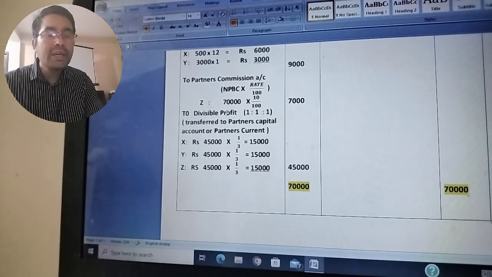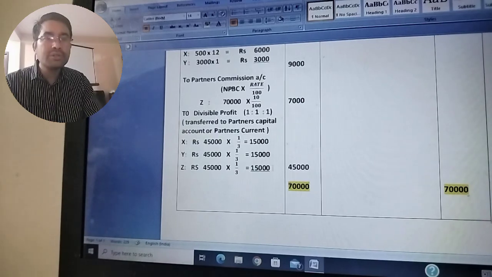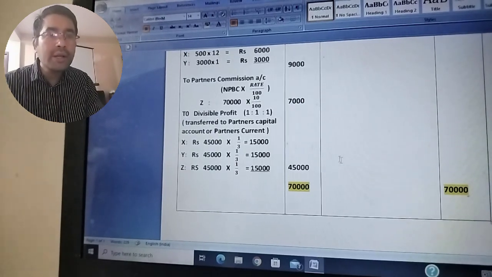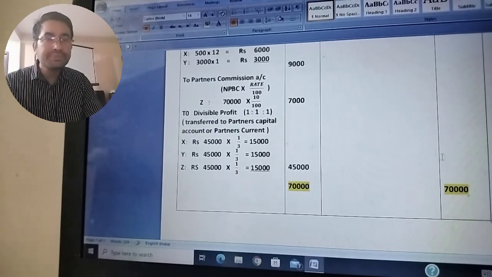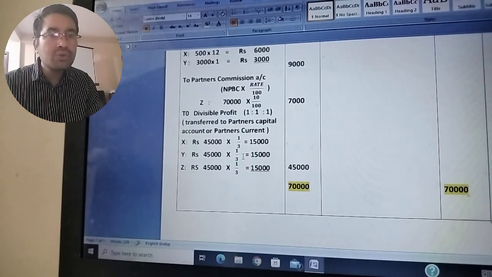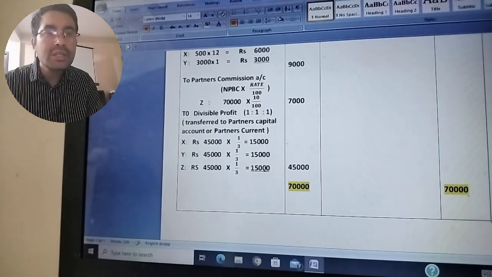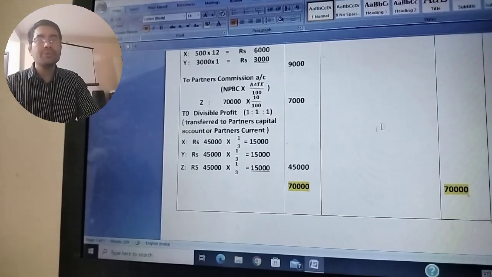Okay, so after balancing the profit and loss appropriation account, obviously it is a ledger, the surplus is 45,000, and it has to be divided among three partners in the ratio of 1:1:1. So if you divide 45,000 amongst the partners in the ratio of 1:1:1, each partner will be entitled to 15,000. So this is how we have to prepare the profit and loss appropriation account.